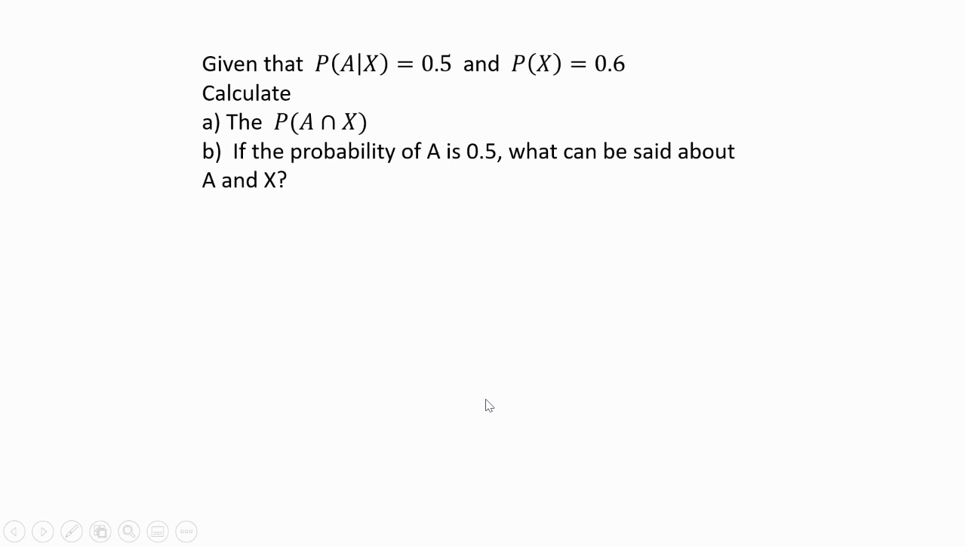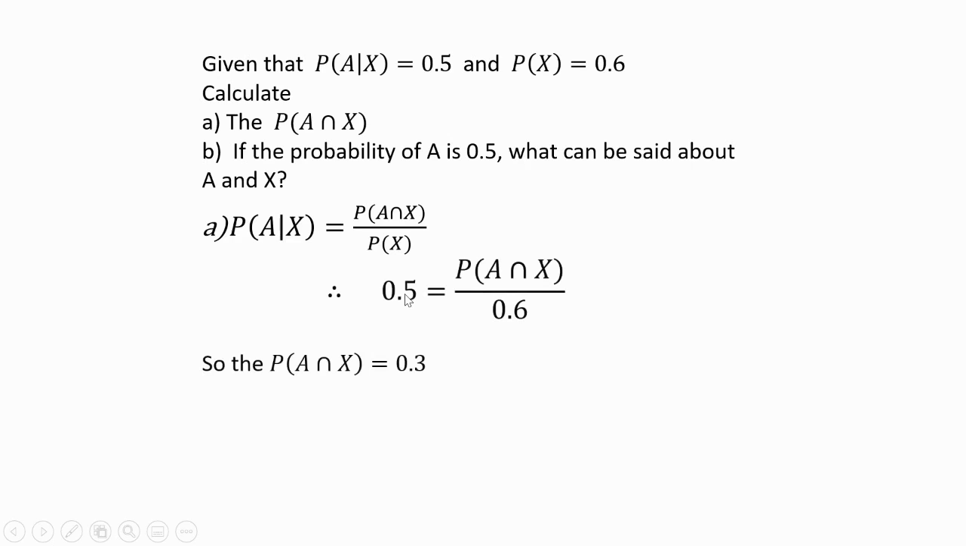Okay, then another sort of past exam question. Given that the probability of A given X is 0.5 and the probability of X is 0.6, calculate the value of the probability of A intersection X. So whenever you get given something like this, you want to go to your formula, and the formula is the probability of A intersection X over the probability of X is the probability of A given X. So, and now you want to fill in your values. You want to put 0.5 in, 0.6 in, and you can find out the probability of A intersection X, which is your intersection, if you wanted to put it as a Venn diagram.